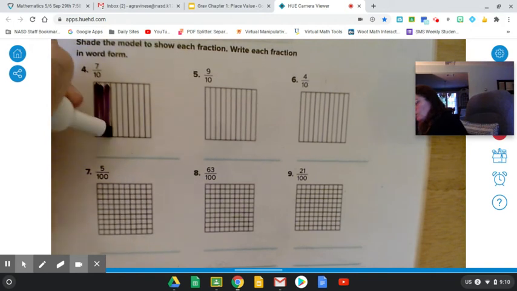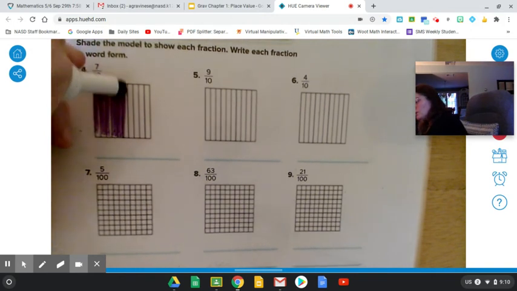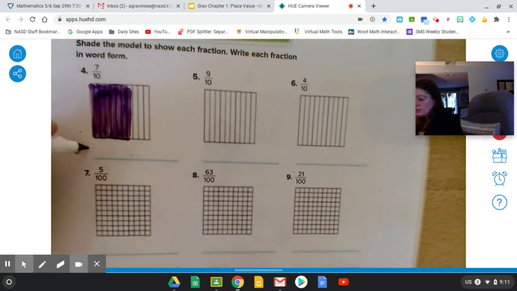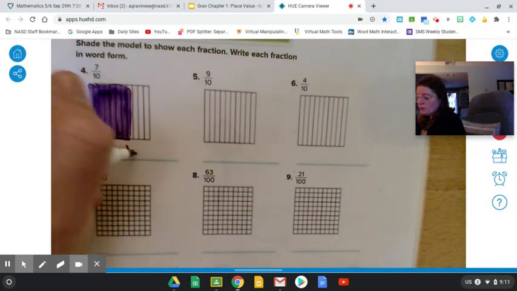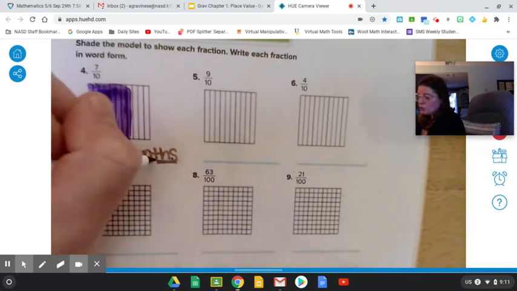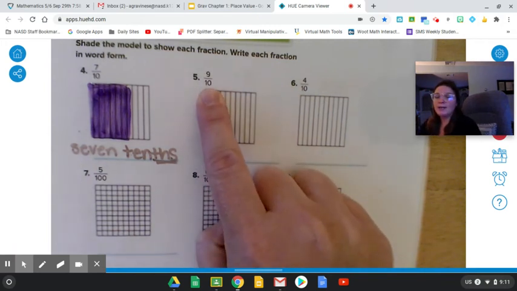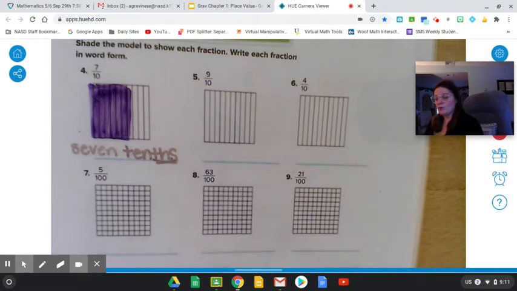1, 2, 3, 4, 5, 6, 7. So I've shaded in 7 of the tenths. And now I can write that in word form. In word form, I spell out 7, and then I write the place value of the denominator, tenths. Make sure you have THS at the end of your word so that we know it is a decimal or fraction. Try number 5 on your own. Try shading in 9 tenths and writing it in word form.